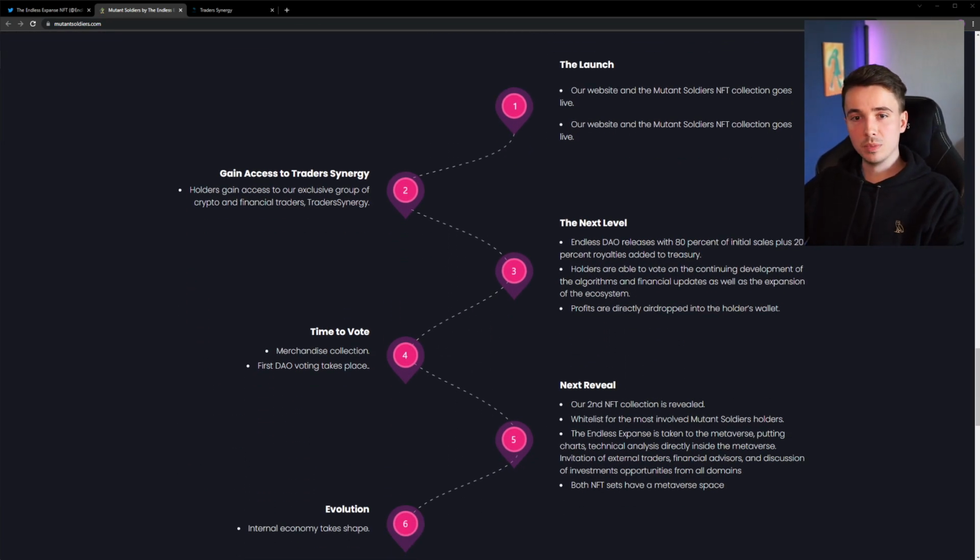First of all, obviously, will be the launch. Next up, you will get access to the Trader Synergy, which I will show you in a second. The third step is the next level, in which a DAO gets created and 80% of the initial sales plus 20% of the royalties will be added into a treasury. Holders of the NFT will then get the ability to vote on what the treasury will then be used for. The fourth step will then be the launch of the merchandise collection, so you can show that you own one of those mutant soldiers, followed by the launch of the second collection and the expansion into the metaverse. And the last step is the evolution, which is the internal economy takes shape. And I don't know what this means, but time will tell.